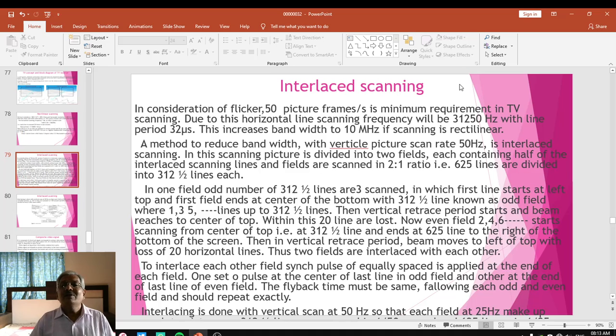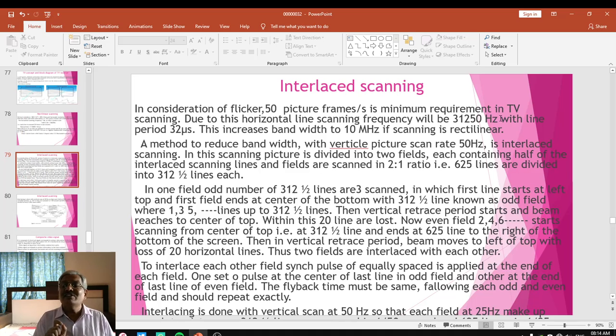Friends, when one vertical frame is divided into two fields, naturally the rate of scanning the picture in 1 second increases. Instead of 25, it becomes 50. When the flickering rate is to be reduced, and 50 picture frames per second is the minimum requirement in television scanning, due to this the horizontal line scanning frequency will become 31,250 Hz.